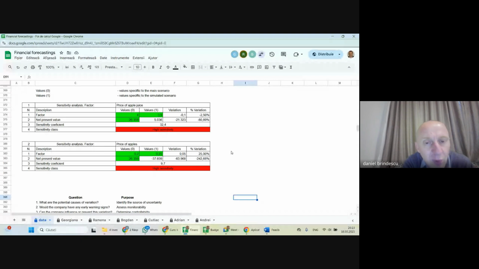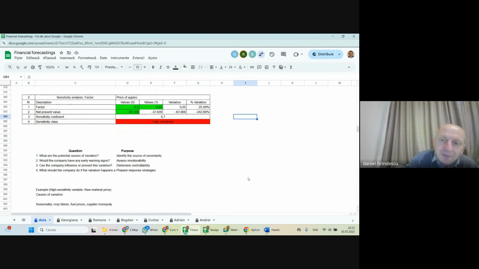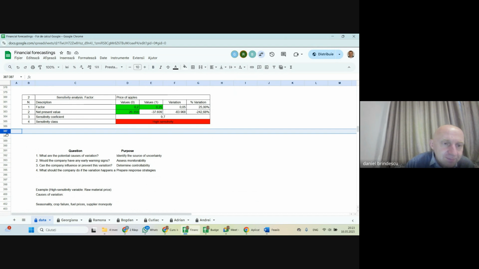The point of this is to identify the factors to which you are the most sensitive. You will see that you will probably have 4 or 5 factors tops at which the net present value would be very sensitive. So for those 3, 4, 5 factors with the highest sensitivity coefficients, try to do a risk analysis. In what sense? And I have written something here.